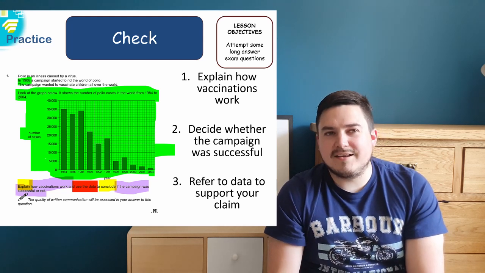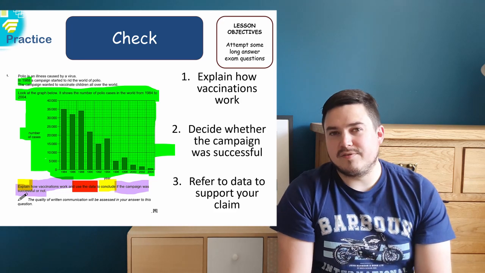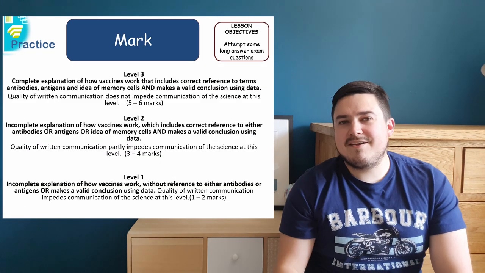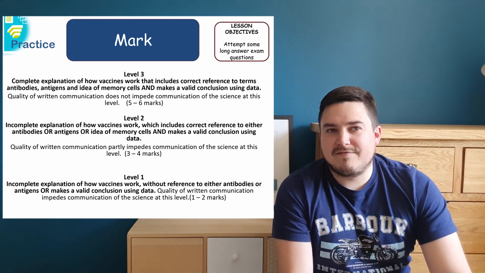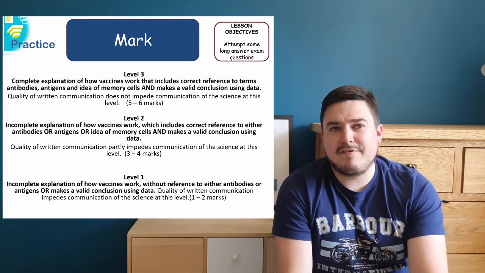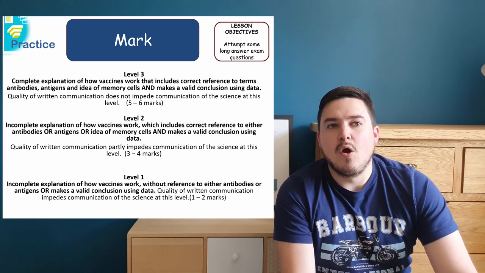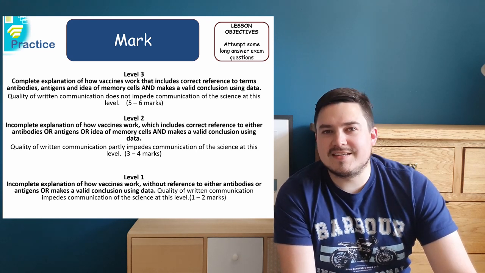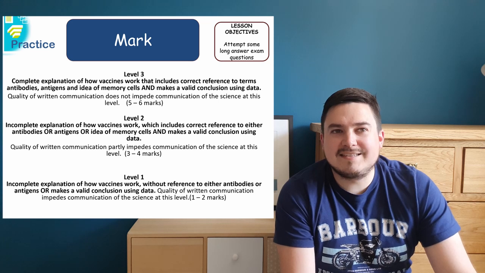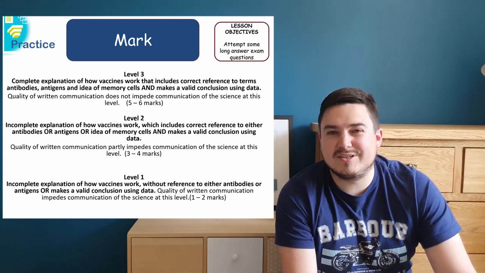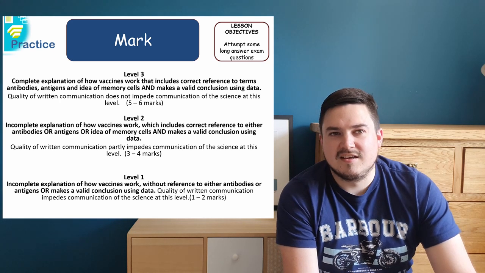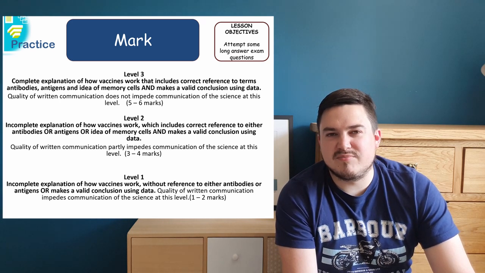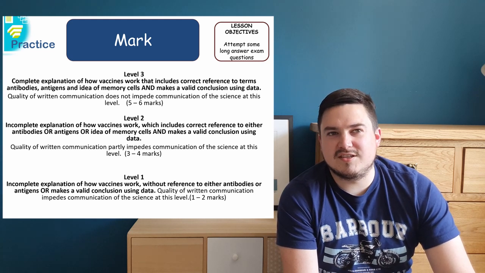Let's go through what the marks would be for them. Again, as always, they've split the answer here into 3 levels. Level 1 would be an incomplete explanation of how vaccines work, without reference to either antibodies or antigens, or you make a valid conclusion using the data. So somewhere in there you've attempted to explain how the vaccines work and have got some of it correct. You may have used the word pathogen instead of antigens and said white blood cells instead of antibodies being produced, or the immune system fights it off. If you've done that, you're getting 2 marks for this question.